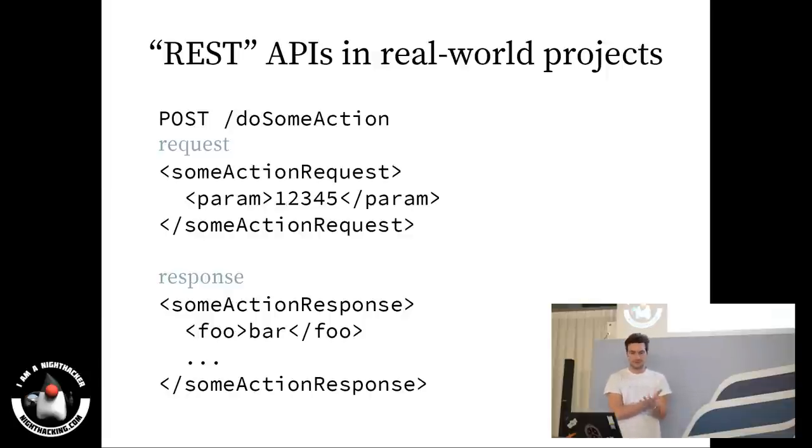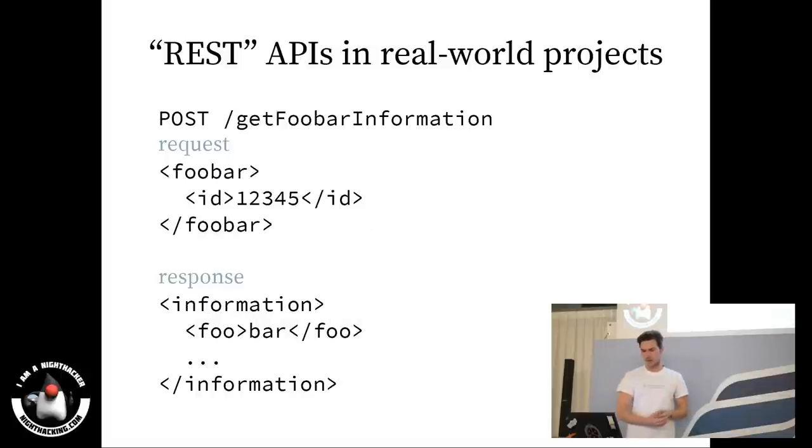So something like this. You have a resource, a URL, do some action, maybe a verb plus something, and you're passing some parameters and you get something else back, which actually feels just like a remote procedure call. It's nothing else like SOAP without the SOAP envelope. So that's not really REST, and should not be considered as REST. The same is true for the other example. You are getting some information from somewhere, but using POST because it's always POST. And this is again like a remote procedure call. You can already read that from the URL.